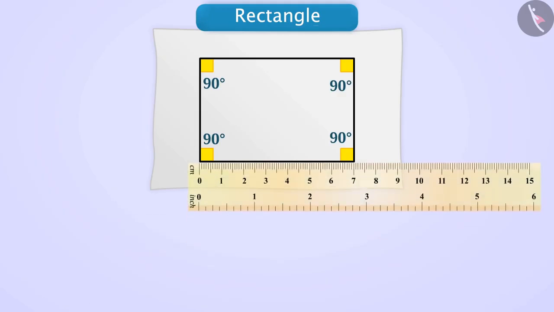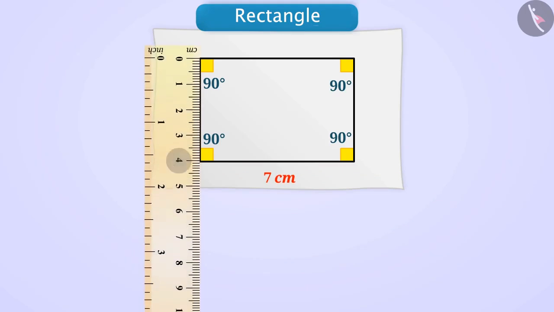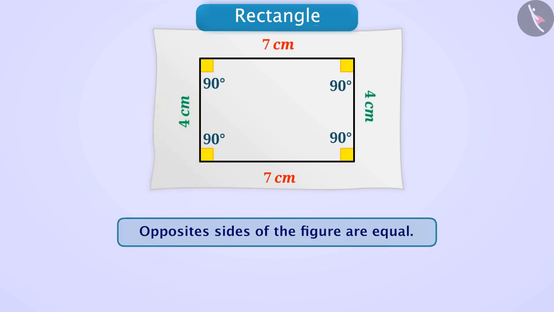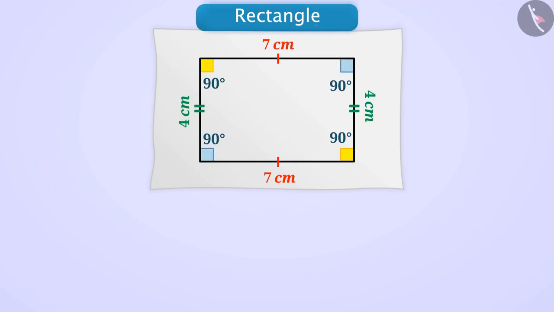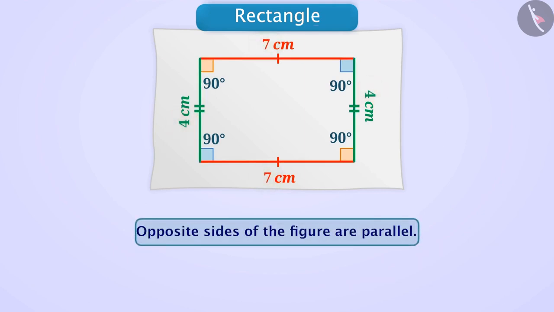Similarly, if you take a ruler and measure the length of its sides, then you will find that opposite sides of this figure are equal. Here we can also observe that opposite angles are equal and they are right angles. Since there is the equal distance between the pair of opposite sides, we can say that opposite sides of this figure are parallel.